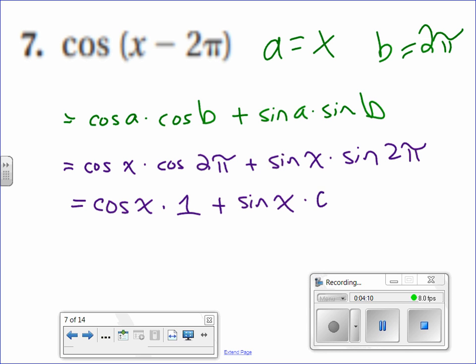So you're going to 2 pi, and you're telling me what cosine is. 1. Good. Okay. And then you can't really do the sine x, but you can do sine at 2 pi. Sine at 2 pi is 0. So that's kind of cool. The same exact thing's happening. This term will be gone. So anything times 0 is 0. So our final answer is cosine x.